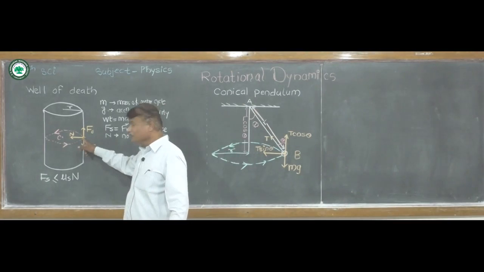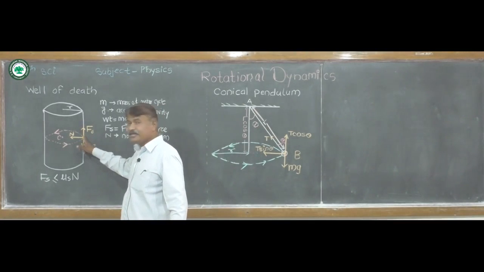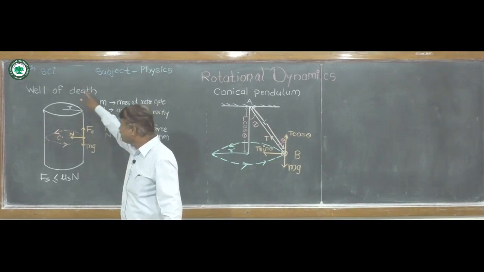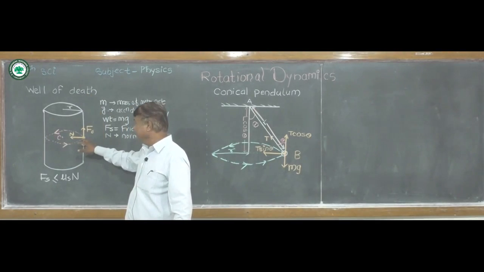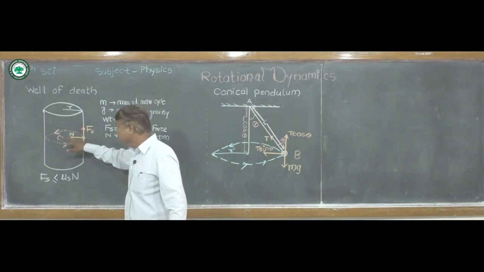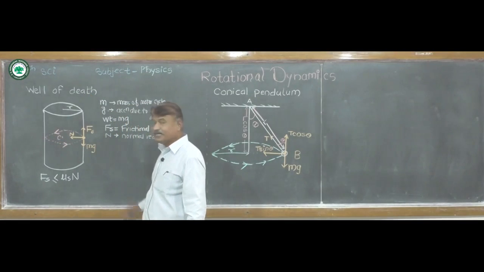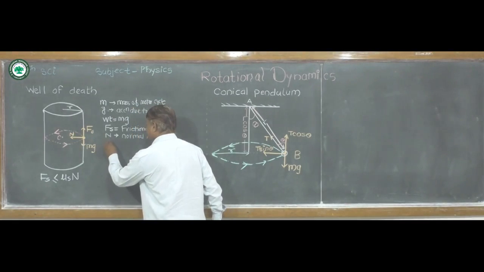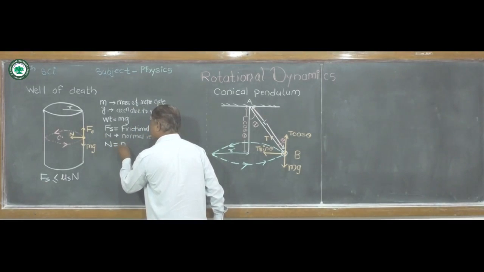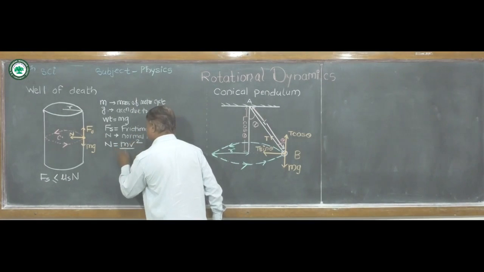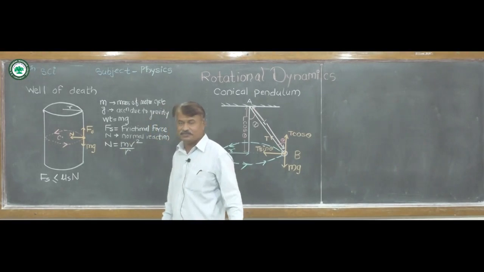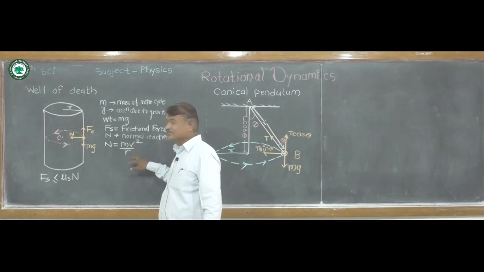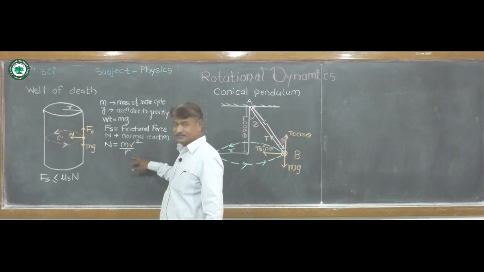Now, when this motorcycle is revolving in a horizontal circle inside the wheel of death, the normal reaction is toward the center of the circle. It provides the necessary centripetal force, and therefore we write normal reaction N is equal to mv square upon r, where m is the mass of the motorcycle, v is its corresponding velocity, and r is the radius of that wheel of death.